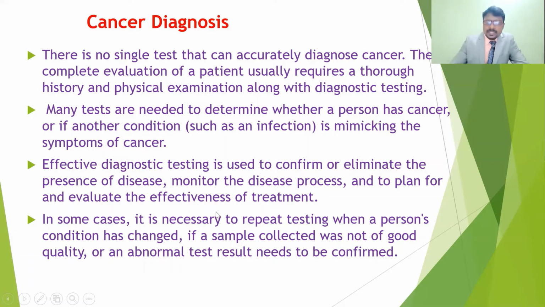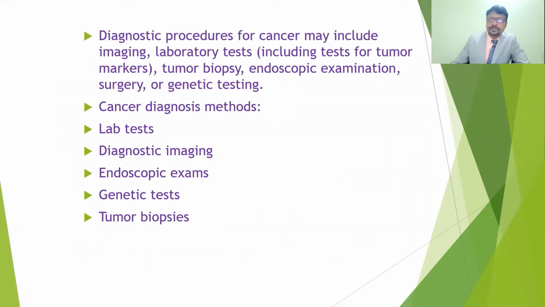In some cases, it is necessary to repeat the testing when the person's condition has changed, if a sample collected was not of good quality, or if abnormal test results need to be confirmed. Sometimes the results do not give clear information, or the response may fluctuate. So we have to do these tests and record them. Then only can we check the progression, the improvement with the medications, the disease progress, and the prognosis.